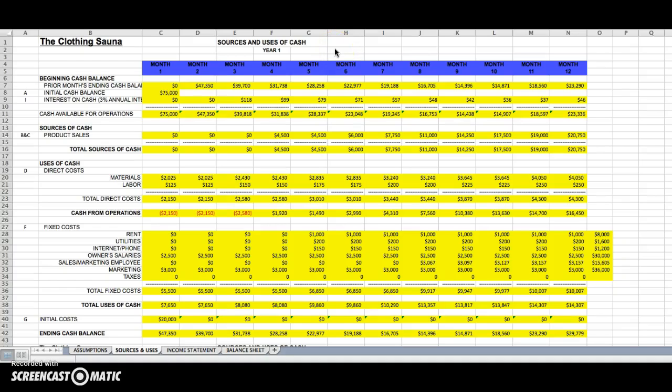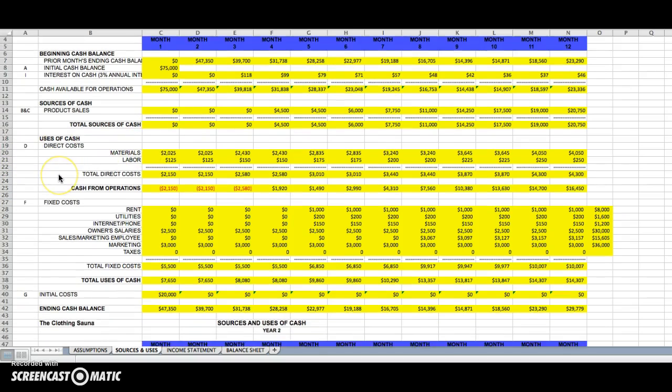Welcome back to part two of my screencast for the financials and assumptions of my product, the clothing sauna. As you can see, as we went through all of the assumptions, the next three tabs are all generated numbers from those assumptions. We do start to see how the cash is positively influenced throughout the business. It really gives a breakdown of how everything is being spent and where everything is going.